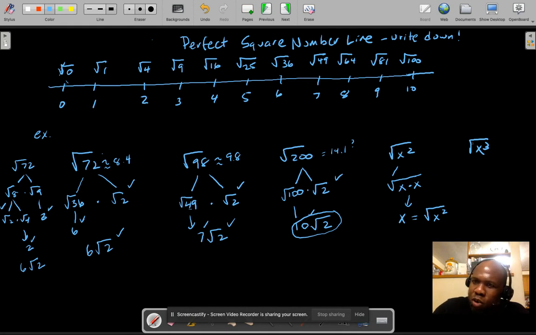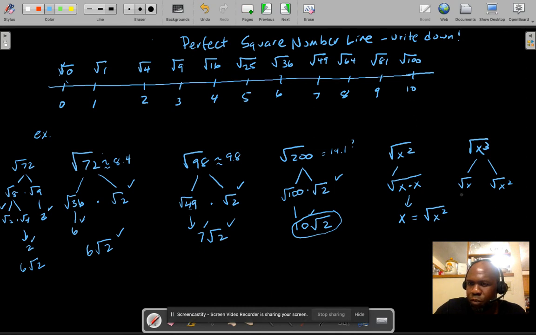Now let's look at another one. Let's go with the square root of x to the third. What is going to happen here? Well, think about what the product property rule of radicals says. I can break them down into two separate square roots, and then I can simplify. Basically, I can break this down to be square root of x times square root of x squared, which means the same thing as x to the power of 3, right?